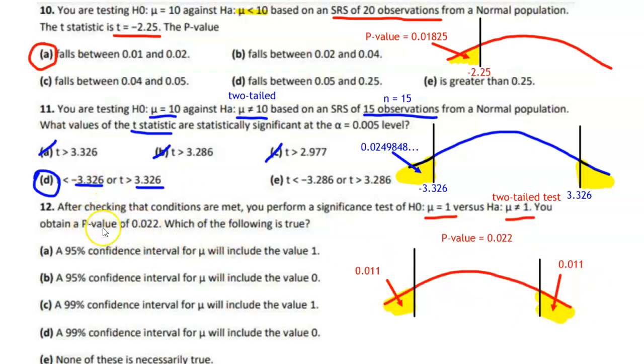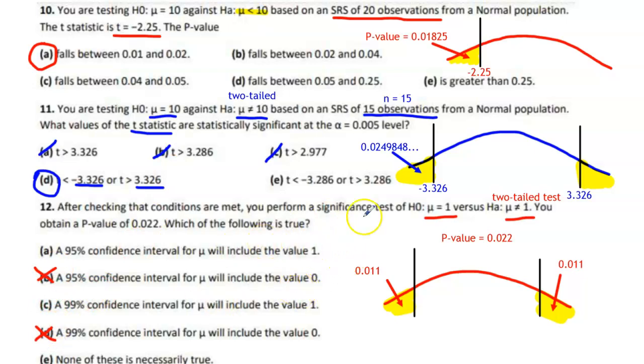Once we know that the p-value is 0.022, and we know that we're testing mu is equal to 1, this is going to form the basis of our answer here. Which of the following is true? Well, we're doing the significance test for mu is equal to 1. We're not doing a significance test for anything else, any other values. So we're not doing the significance test comparing 0 at all. So let's cut off all the ones that say 0 first and foremost. It's not this one, and it's not this one.